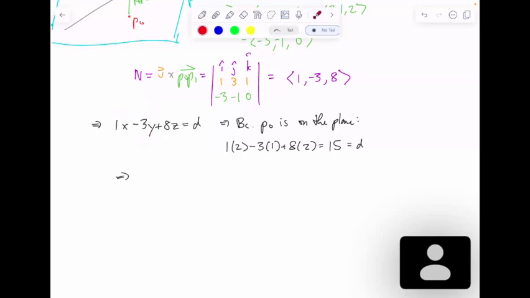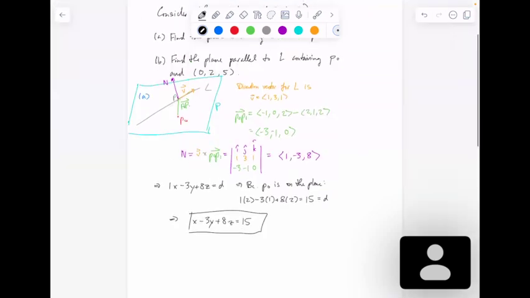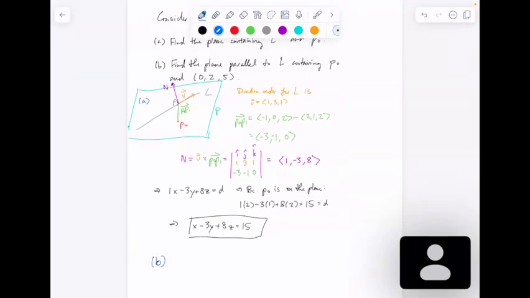We're reading off this now. So this is x minus 3y plus 8z is equal to 15. This is part A. Now for part B, we now have a plane parallel to L again.